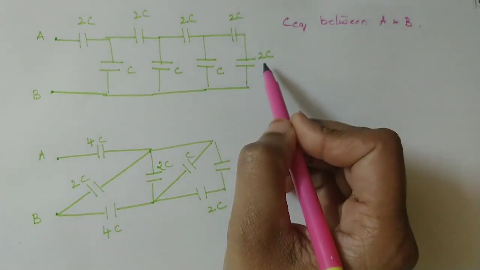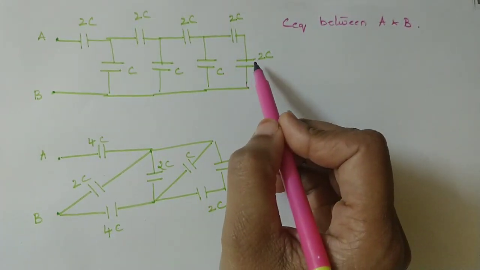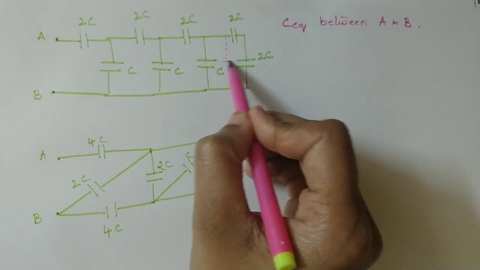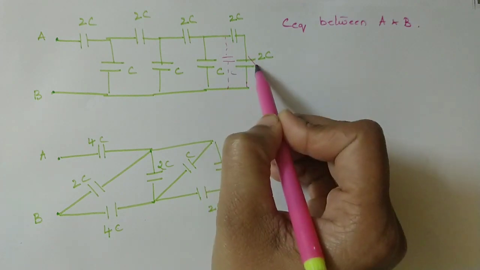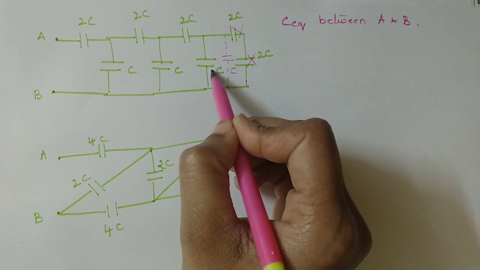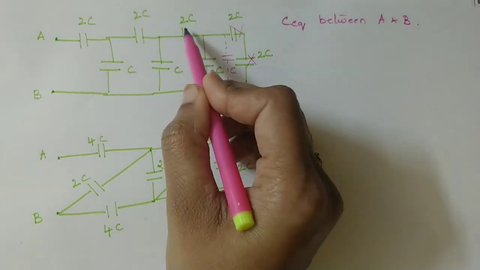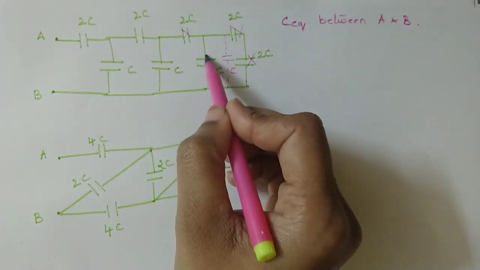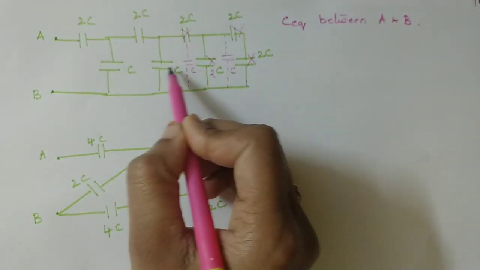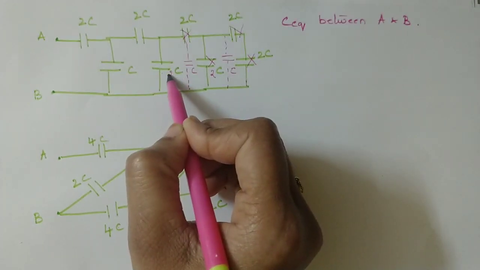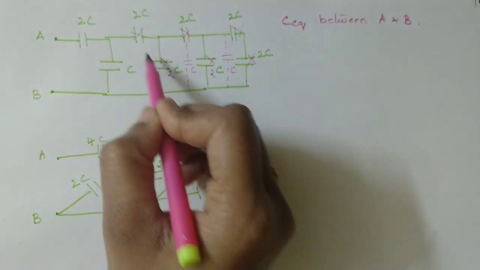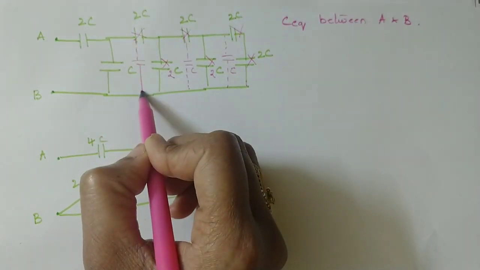Again I repeat, 2C and 2C in series, answer would be C. So till here if you get the answer as C, here I am representing it with dotted line. This is C, I have cancelled off these two. Now C and C are in parallel, answer would become 2C. 2C and 2C are in series, you can remove this with a capacitance C. Again C in parallel, answer would become 2C. 2C and 2C in series, cancel off, replace it with C.